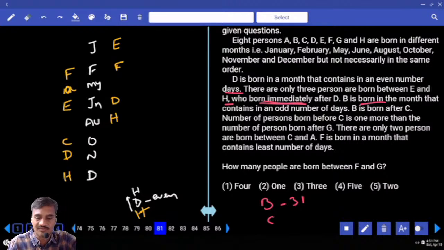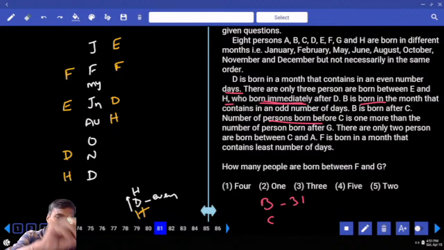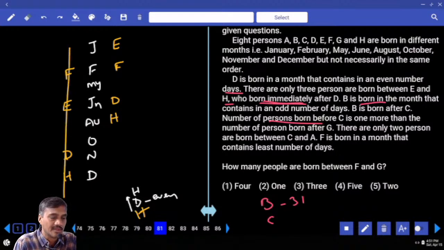B in the month of 31 days. And number of persons before C is 1 more than after G. Before C, 5 persons. After G, 4 persons. Not possible. And C cannot be here as well. Then what is the only possibility for this C? Where should C be? This case is ruled out. And next one.